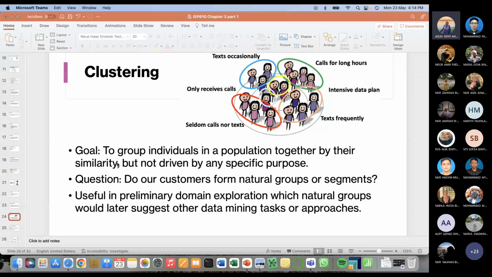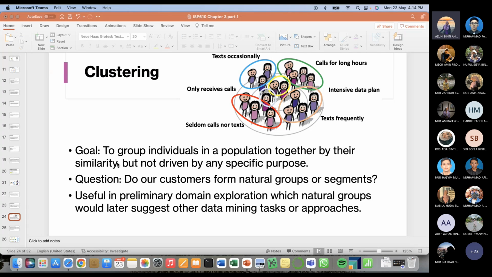Because we know in clustering we don't have a target. So you have the data and then you just perform the clustering to see what kind of insight that you can get from the data. Okay, what kind of info. It doesn't mean that it is only this, for the service only, maybe you can get other data. Okay, other info. So the question here that you can ask is, do our customers form natural groups or segments?